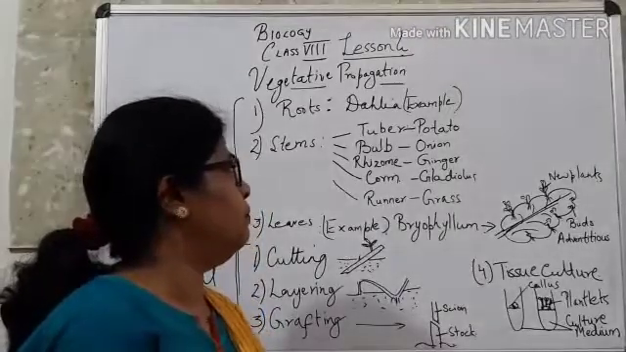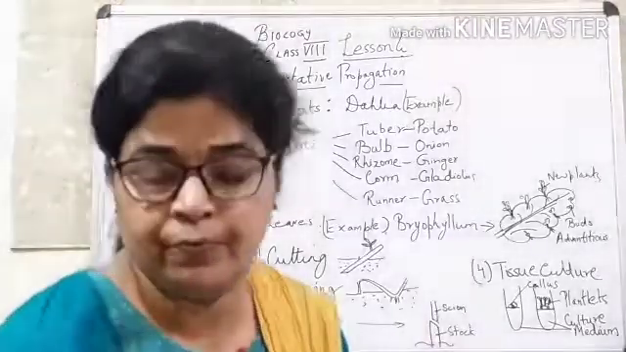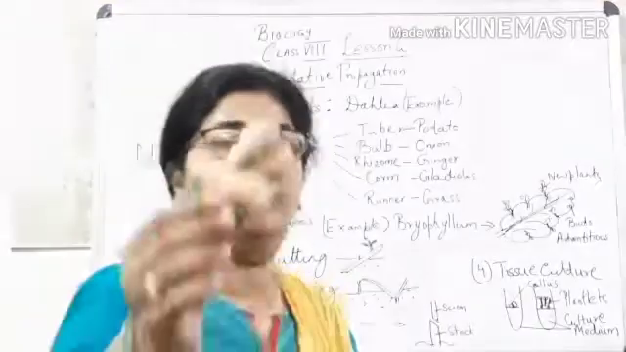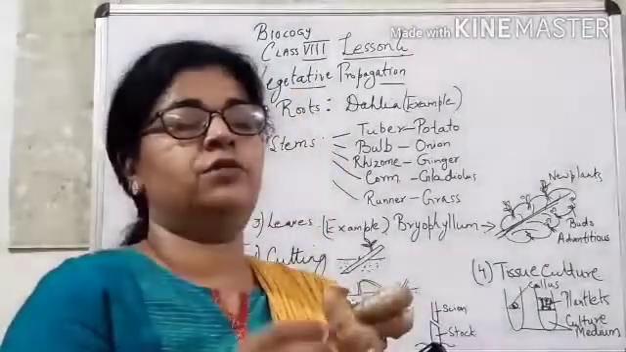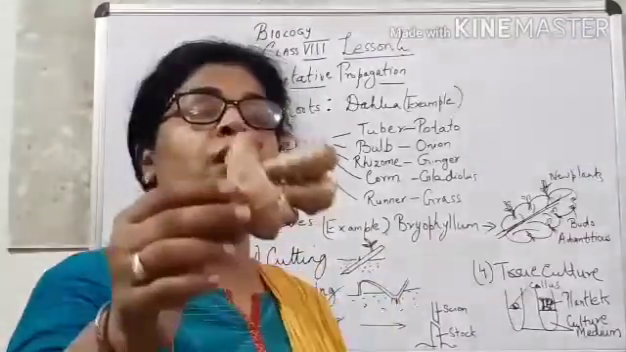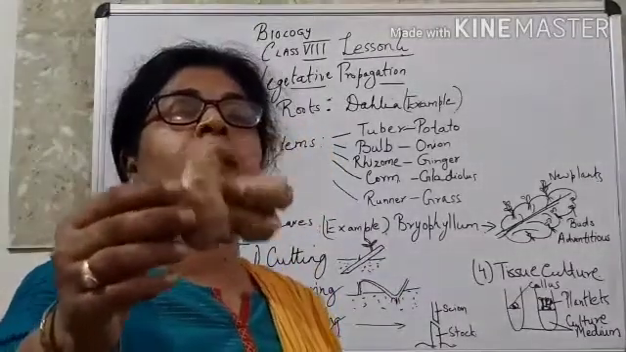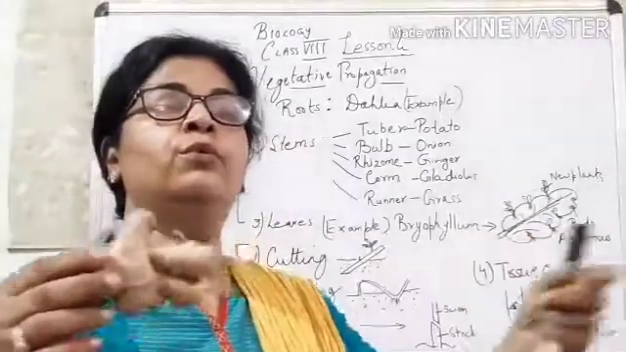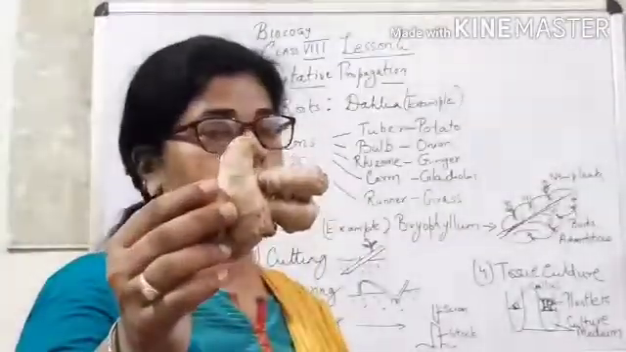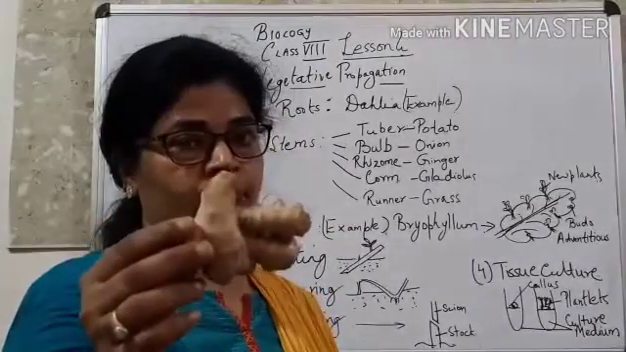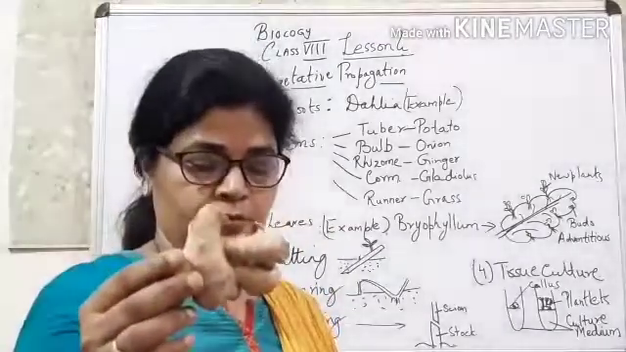Then after bulb we have rhizome. Rhizome, a very common example is ginger. Again, these have adventitious buds. It's a horizontal underground stem, and these adventitious buds grow horizontally and produce new plants. It's again a rich source of food which we consume.